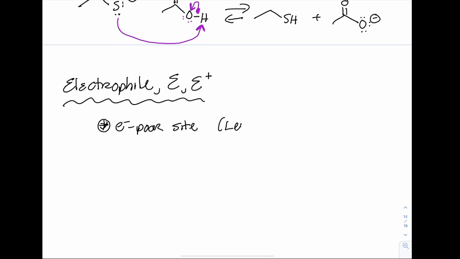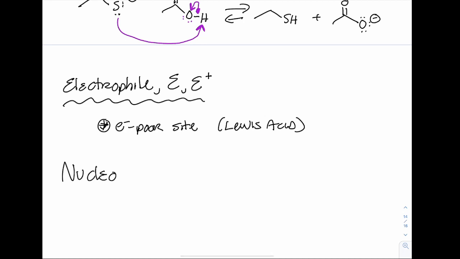And Lewis acids are actually electrophiles. This is my electron receptor. If you think electron receptor, electron source, this is the one that's deficient in electrons. It's my electron receptor, my electron poor site.